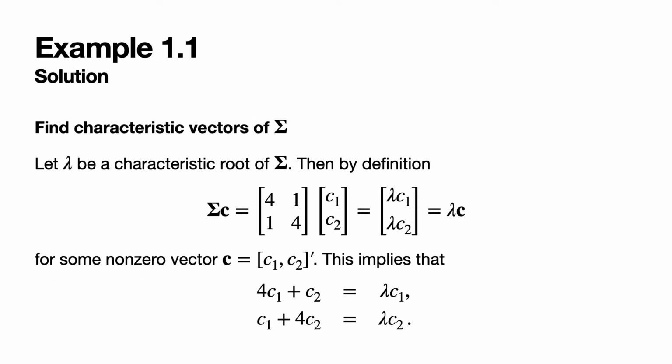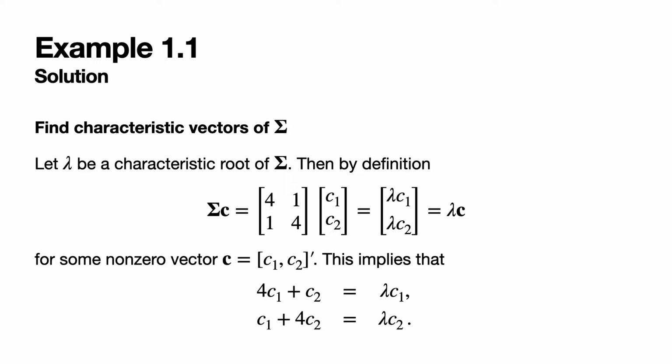All right, now let's find characteristic vectors of cap sigma. And so let's let lambda be an arbitrary characteristic root of cap sigma. Then by definition, we have the following equality. So cap sigma times c, the vector c, which is an arbitrary characteristic vector corresponding to lambda, is equal to lambda, the characteristic root, times c, the characteristic vector of cap sigma corresponding to lambda.